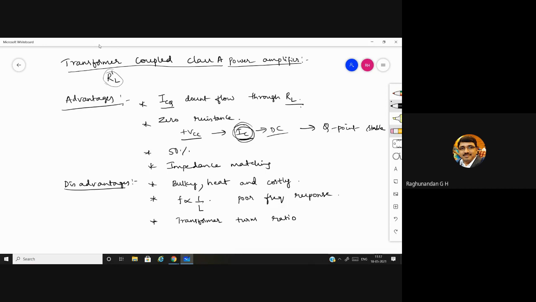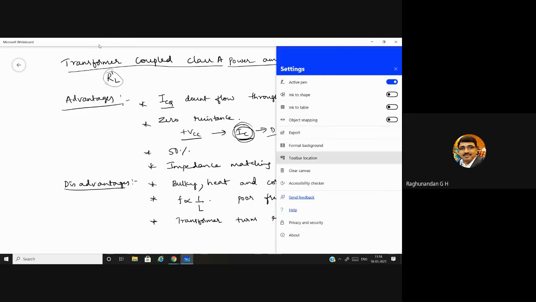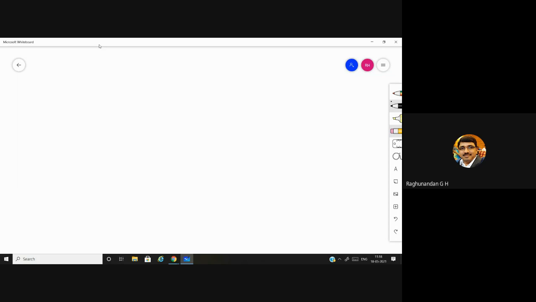And 50% efficiency is an improvement compared to the series fed class A amplifier, but still, when looking for a reliable power amplifier, 50% is really a loss. It can just convert 50% only. So obviously that can also be considered a disadvantage in general. But with respect to the series fed class A amplifier, it's an advantage. Okay, these are the advantages and disadvantages of the transformer coupled class A amplifier.